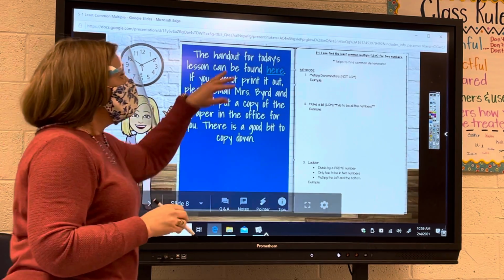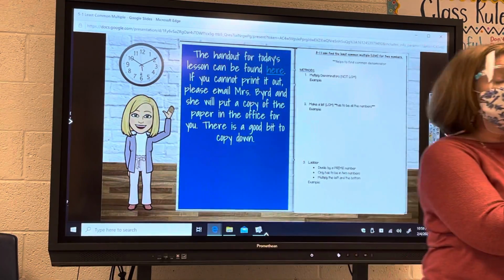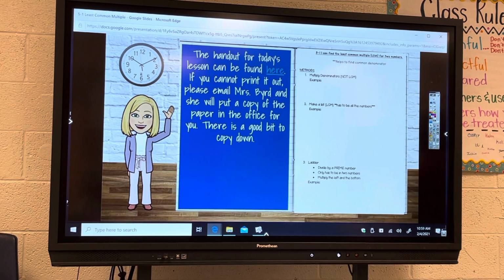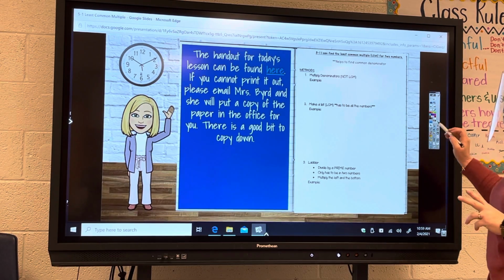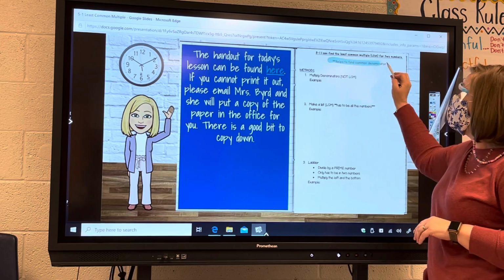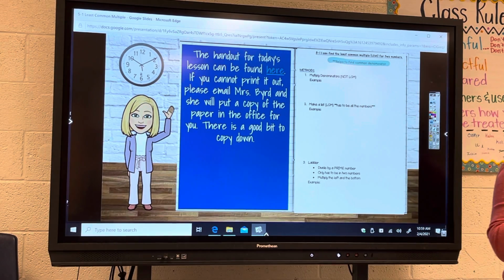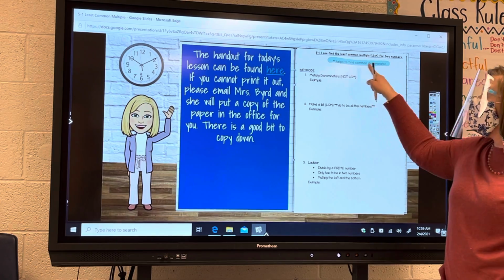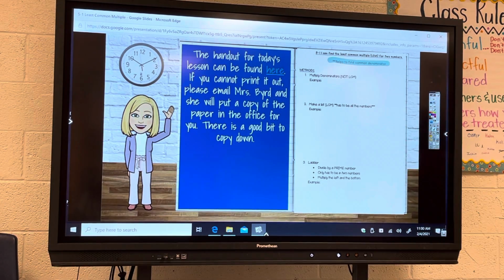Here. I do want you to have a highlighter today, so if you don't have a highlighter, you need to raise your hand so I can bring you a highlighter, okay? Because I do want you to highlight that the least common multiple helps you find a common denominator. The least common multiple helps you find a common denominator, all right? So we have that right here, okay?